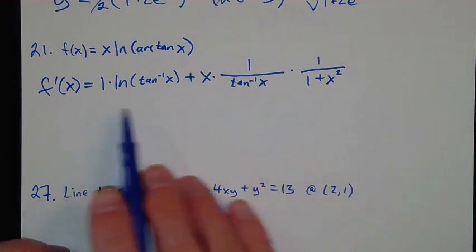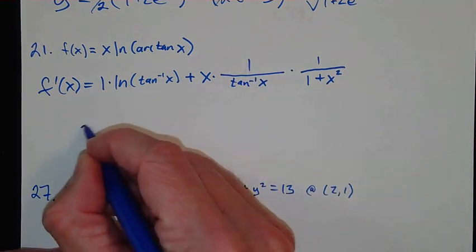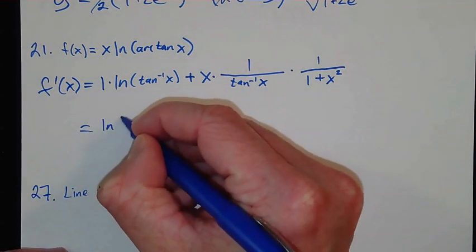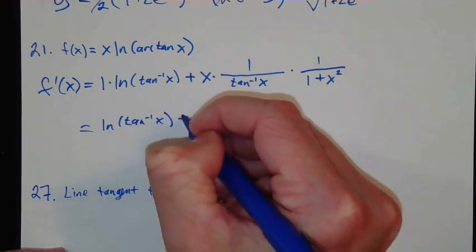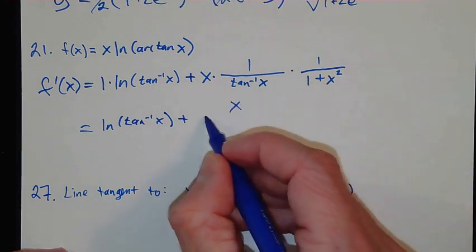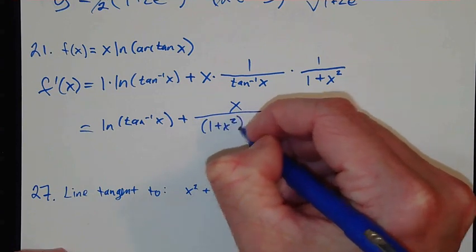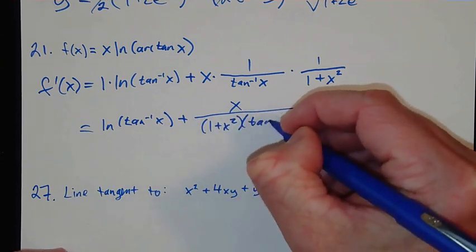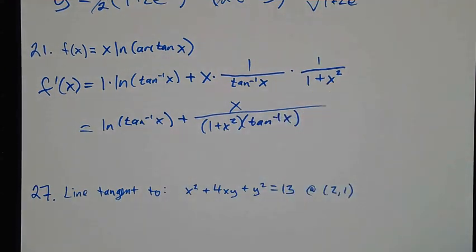And then if I can simplify, I've got a lot of 1 times 1 times 1. Let's maybe write this as the natural log of the inverse tangent, plus, in this fraction, all I have in the numerator is x, and in the denominator I'll go with 1 plus x squared times inverse tangent of x. And I don't see any more simplifying than that.